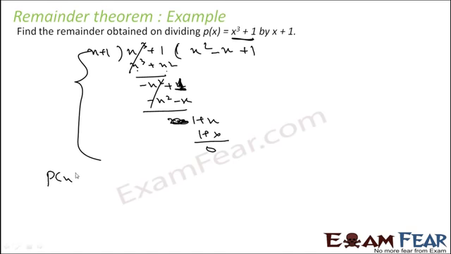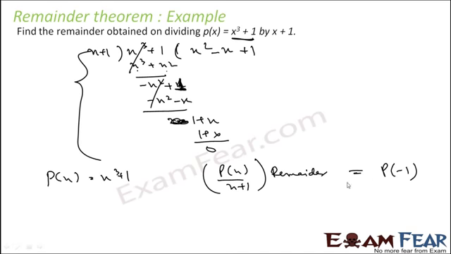Or I know that if p of x is equal to x cube plus 1, then p of x by x plus 1 has a remainder that is nothing but p of minus 1. So let's find p of minus 1. Minus 1 cube plus 1, and that is 0. So using any of these methods you can find the remainder, using the remainder theorem, or you can actually do a physical division.